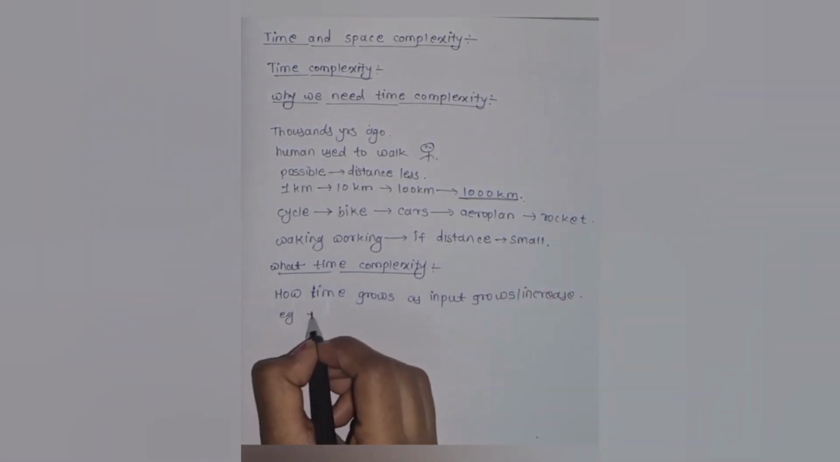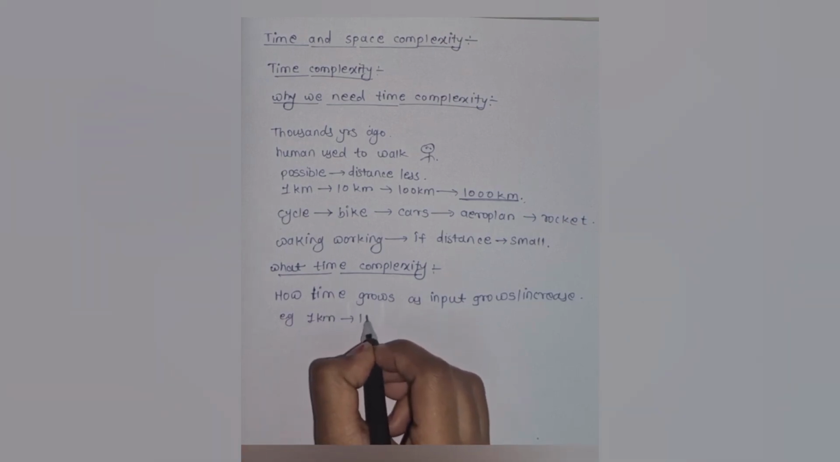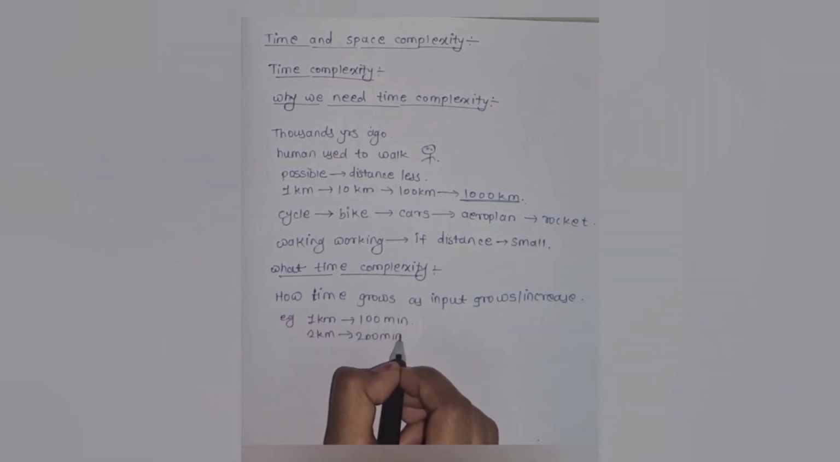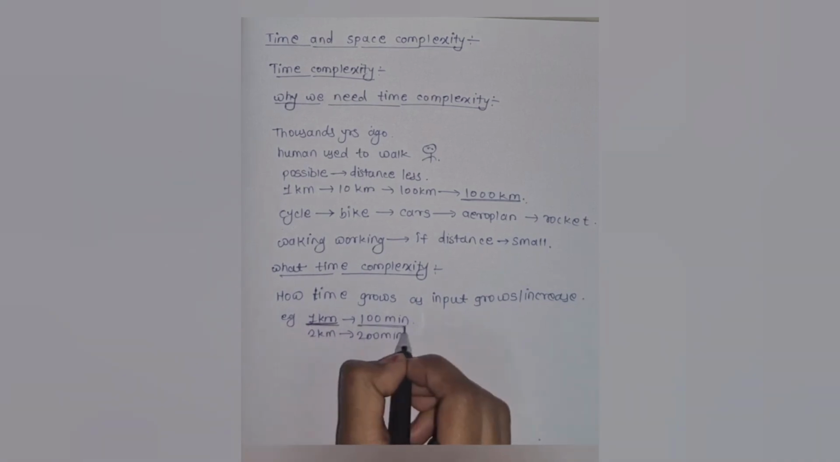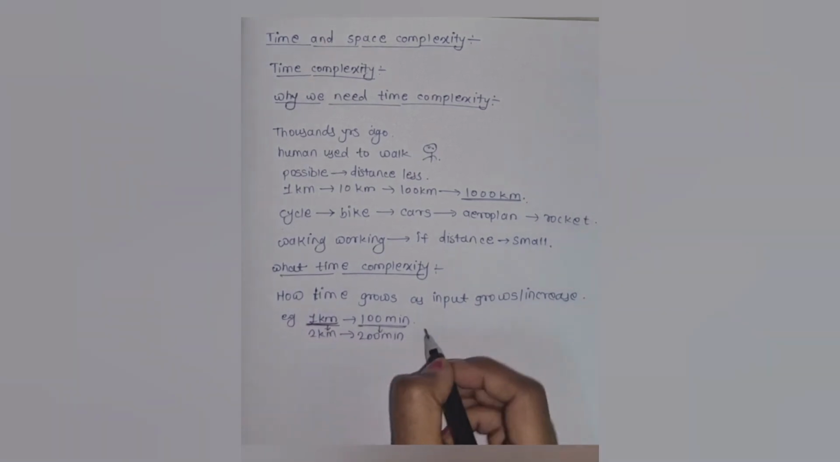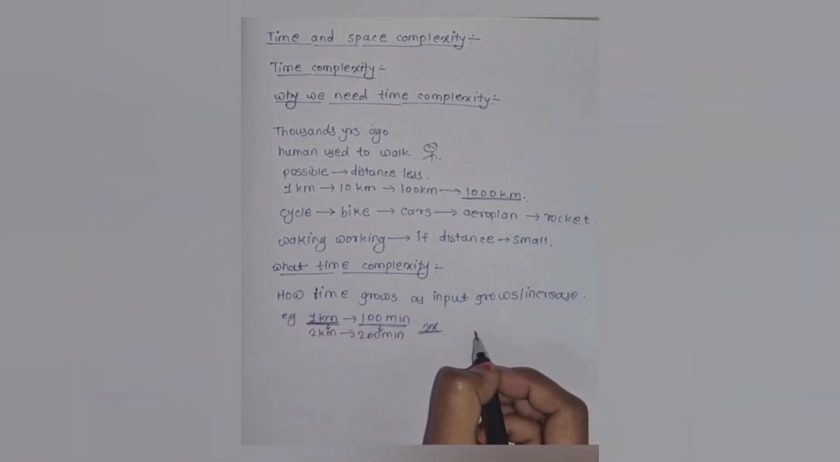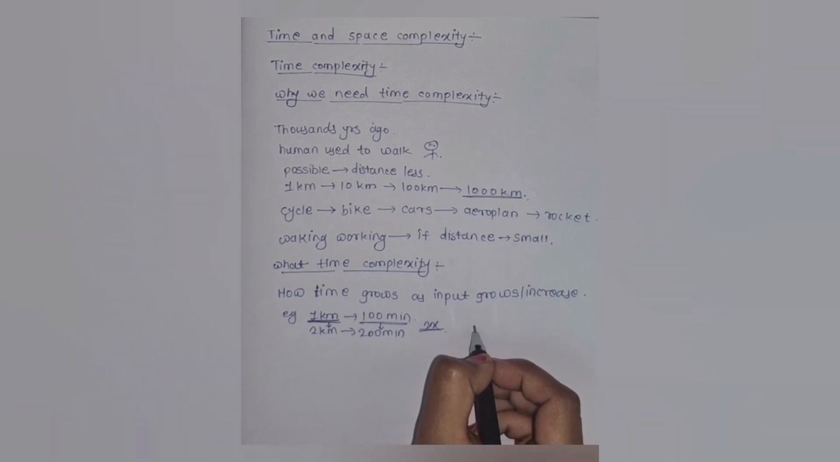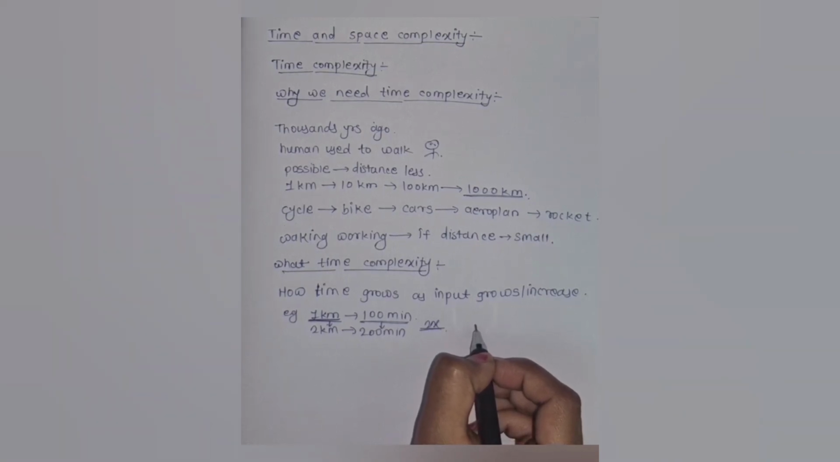Suppose for example, for 1 kilometer, it was taking 100 minutes. Then for 2 kilometers, it was taking 200 minutes. Means if the distance doubles, then the time also doubles, that is 2x of the distance. If input doubles, does the time double? Does it increase 4 times? Does it grow very slowly? And that growth pattern is called time complexity.